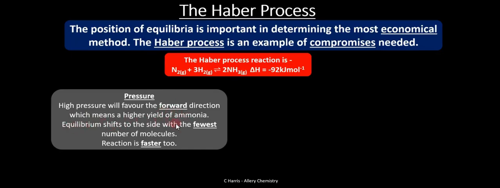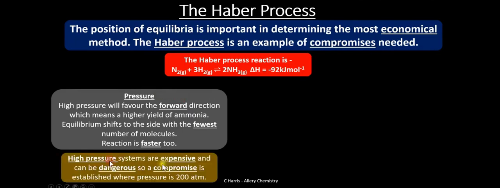The equilibrium will shift to the side with the fewest number of molecules. We also have to note that the reaction is also faster when we increase our pressure. So high pressure is going to favor the production of ammonia. However, we need to know that high pressure systems are expensive and can be dangerous. So a compromise is established where the pressure is 200 atm. We have to settle for this compromise of 200 atm because of these reasons, cost and also the risk involved with using high pressure systems.